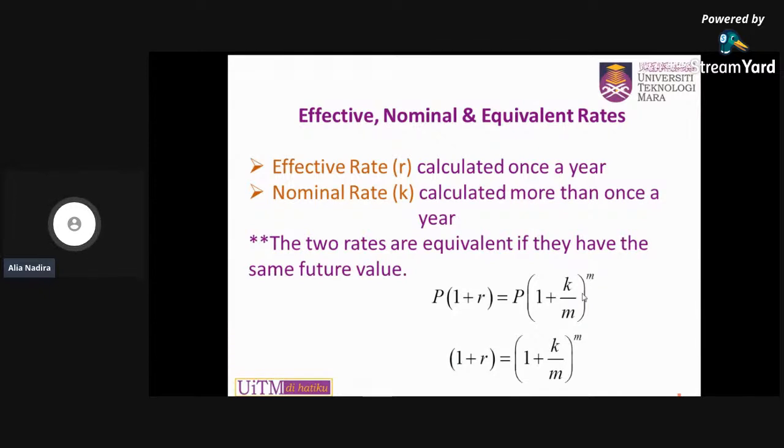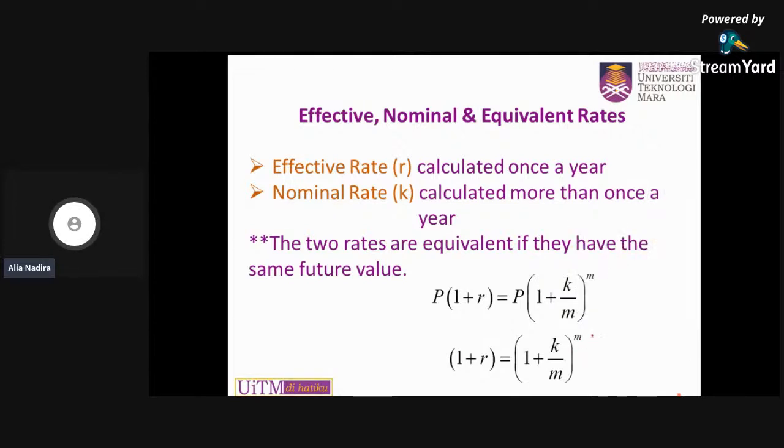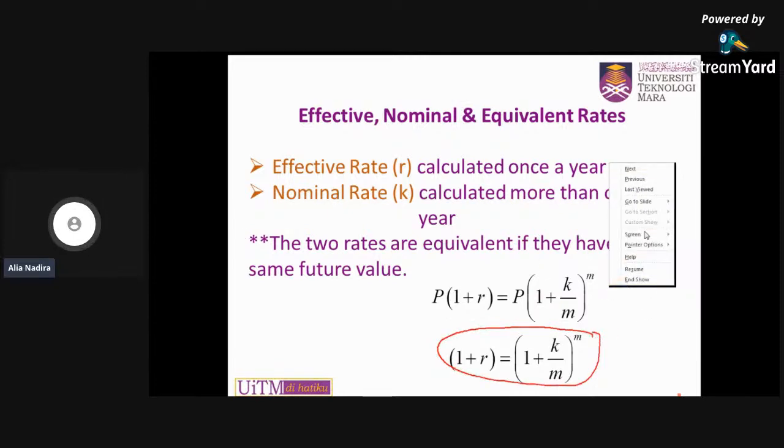Okay, so sekarang future value are sama. So now let's say you want to convert lah. Okay, we have R. Let's say you have R, you want to convert to K, or K you ada, you nak convert into M. Okay, ada two situation here. So you boleh guna this formula and the last one ini. Okay, so kita tengok example.